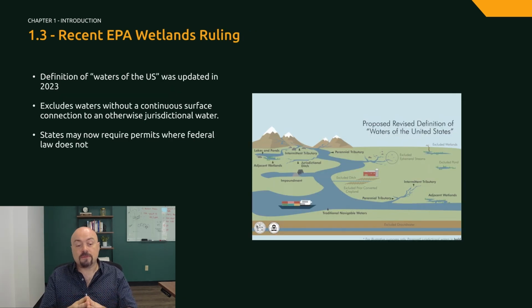To make things even more complicated, the definition of waters of the U.S. was updated in 2023 and now excludes waters without a permanent surface connection to a permanent water. This means that sometimes you might need a permit from a state government, but not a federal government, if the wetlands you are impacting are isolated or not connected to a permanent water, such as one that is considered navigable.